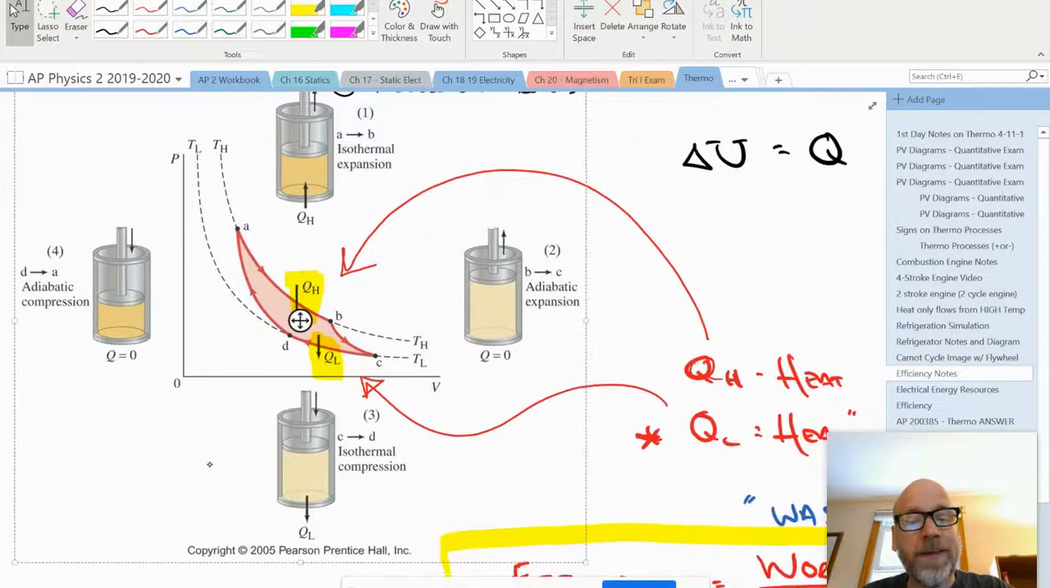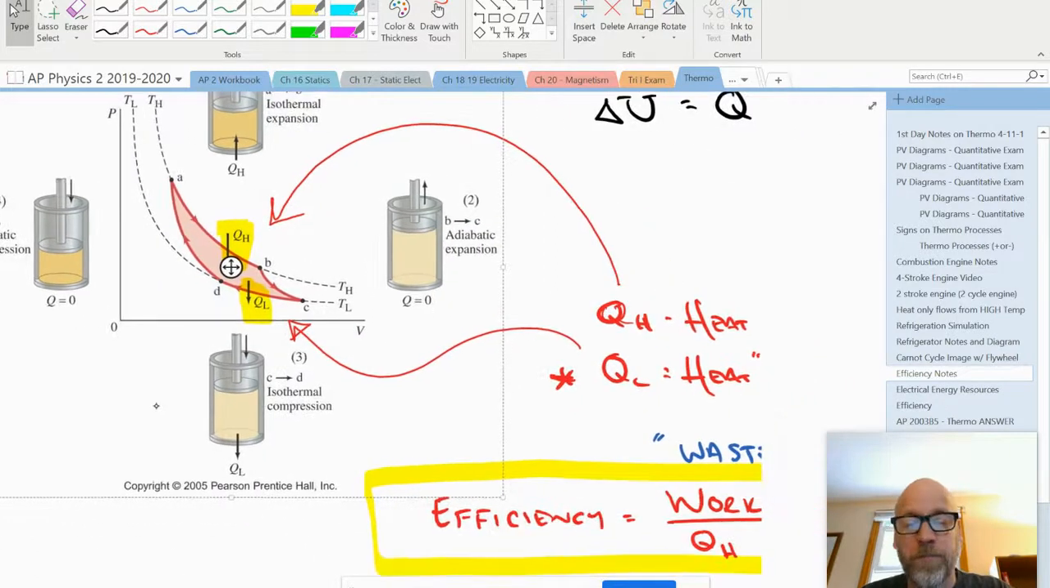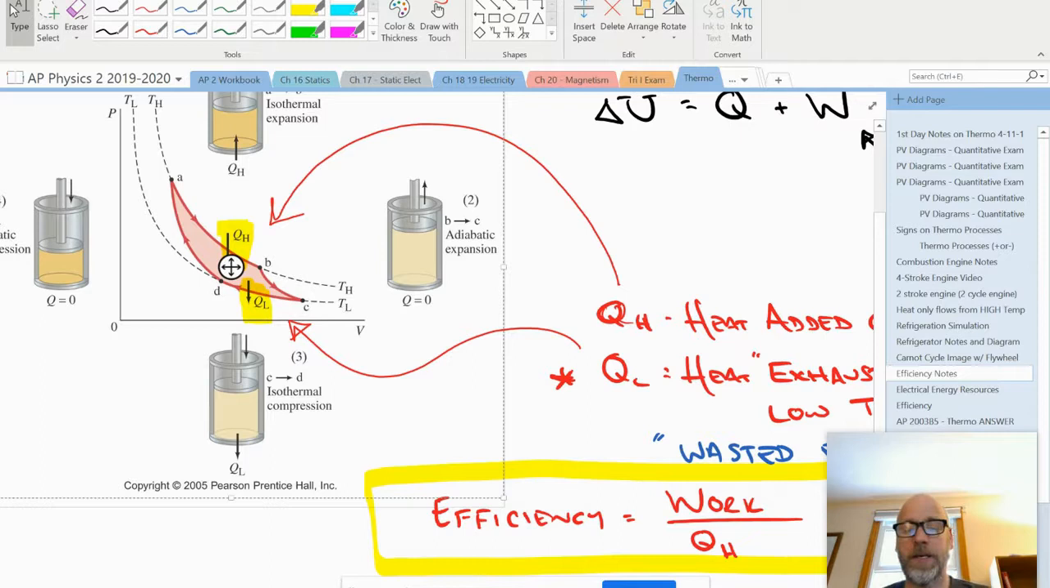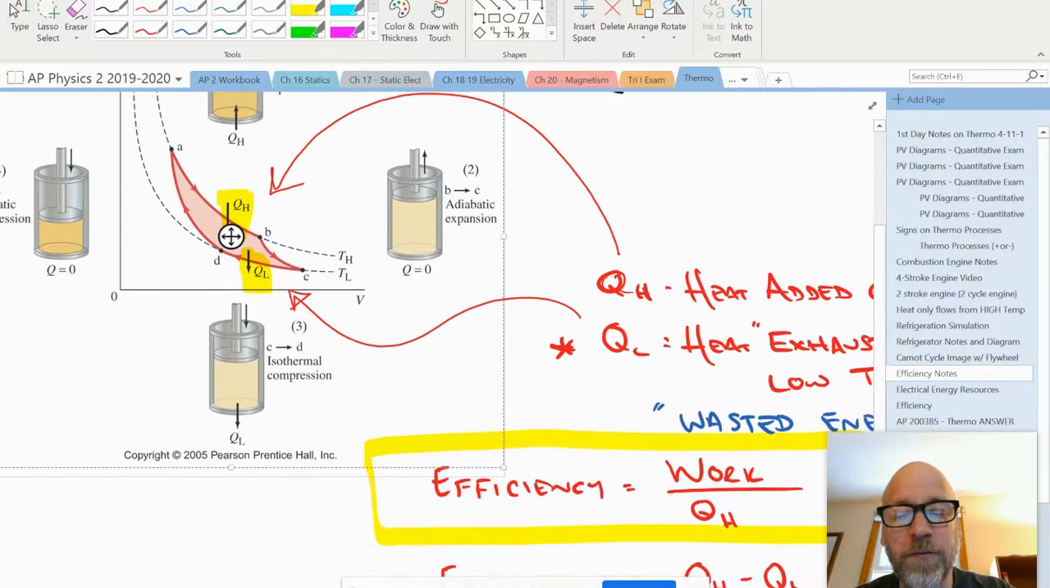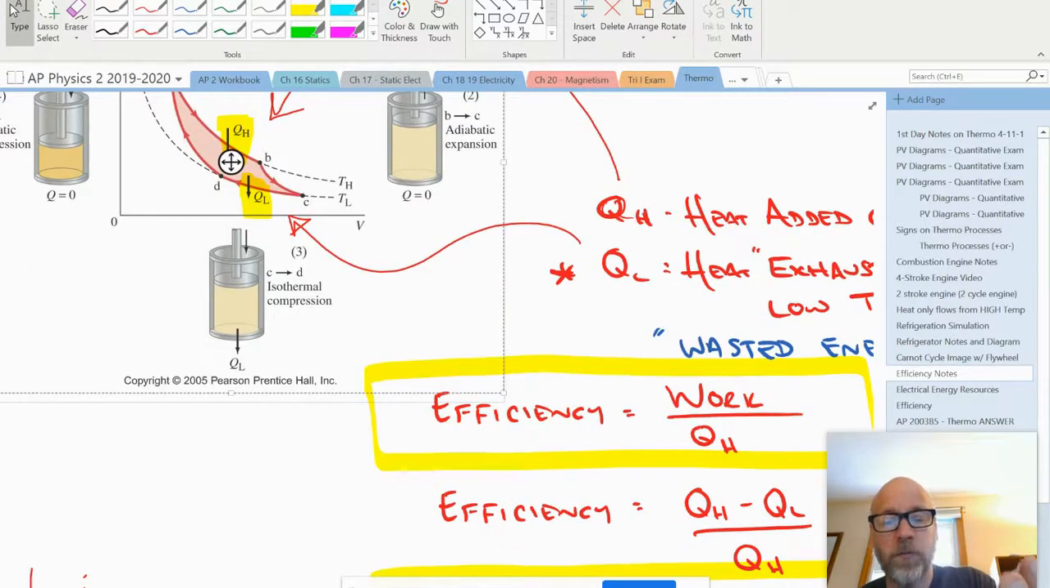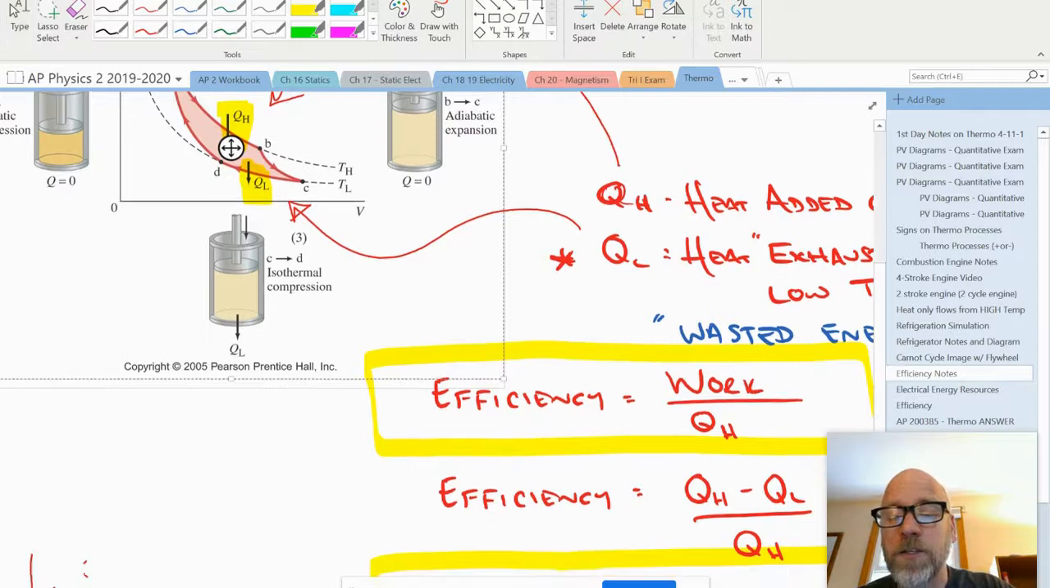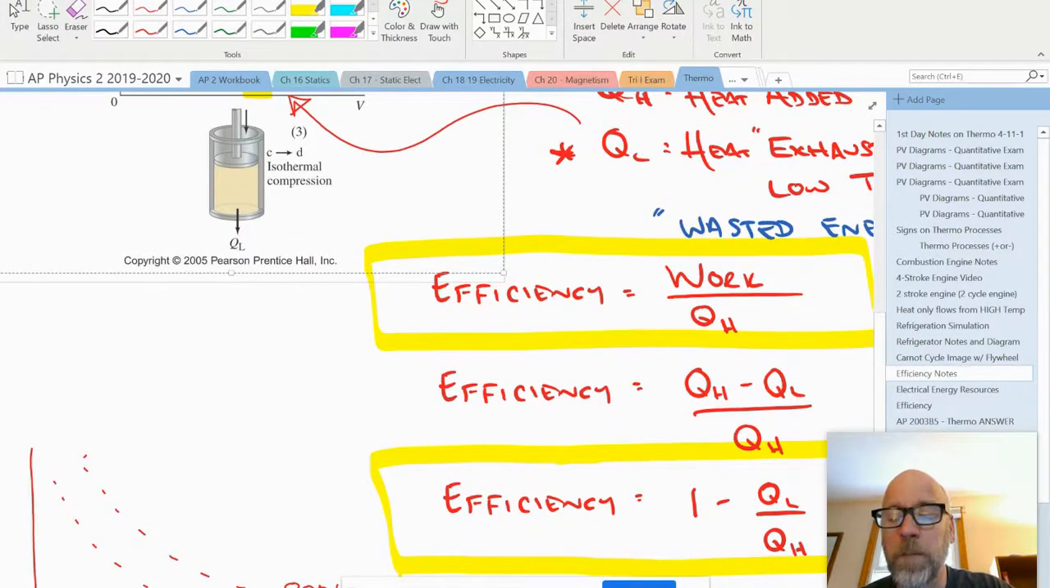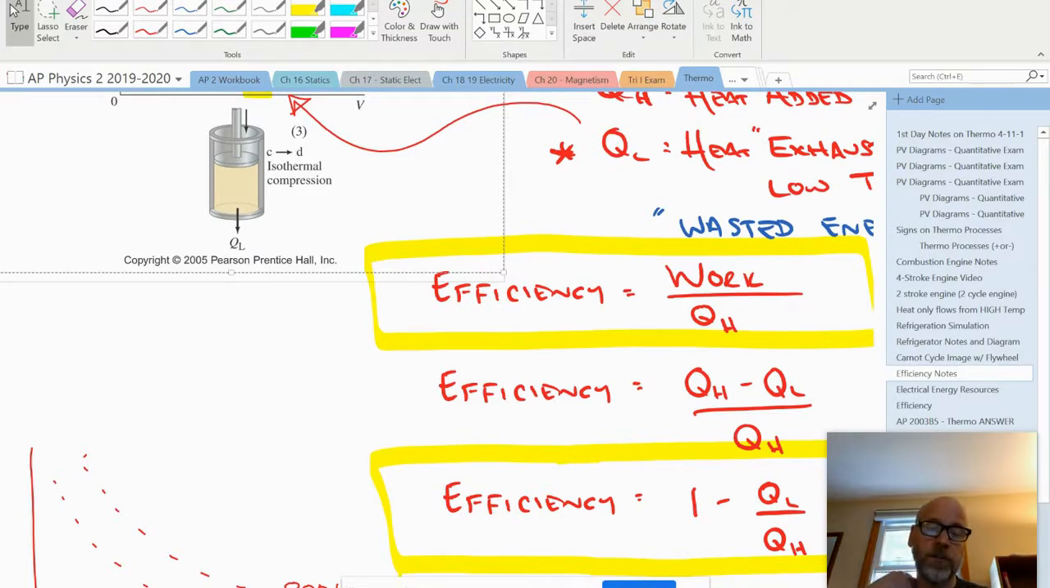All right, so let's go back to those efficiency notes. So one way to calculate efficiency is the work done divided by the heat added. Now look, the work done is really just the difference in the heat that was absorbed by the system and was lost. So I could substitute in for work QH minus QL. Now, I can simplify that. It just becomes 1 minus QL divided by QH. Another way to find the efficiency.